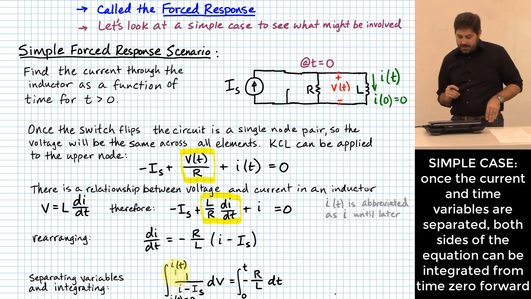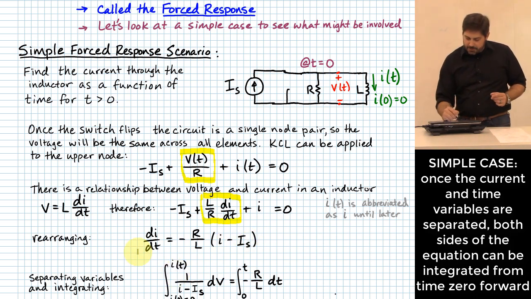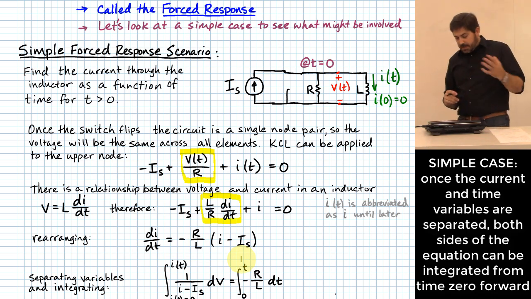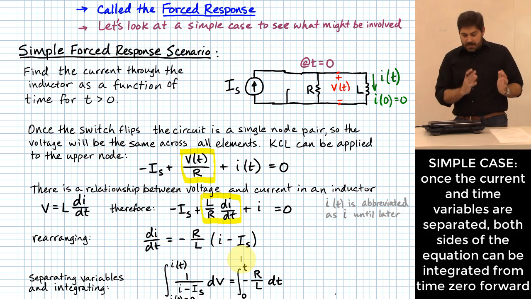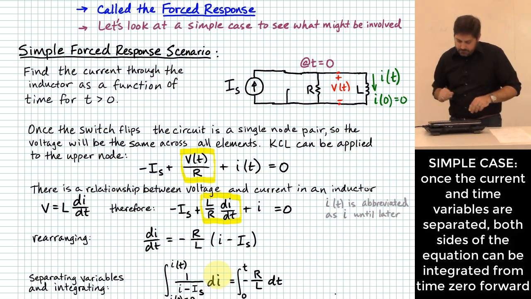Okay, so essentially I divided through by i minus Is, multiplied through by dt, and then took an integral of both sides. On the left side, since we are dealing with currents, I have to integrate for current values, and I think I may have had a little error right there. That should be di. Excuse me.